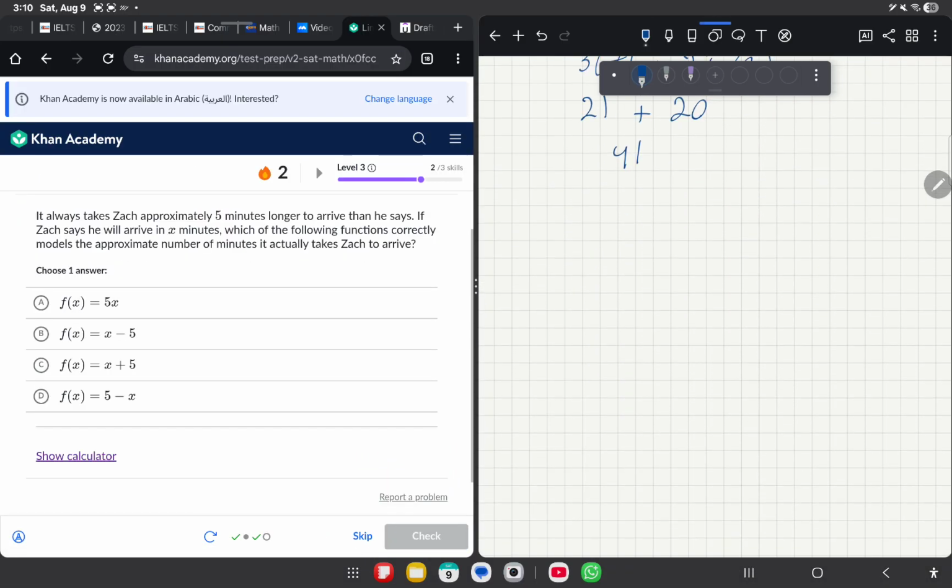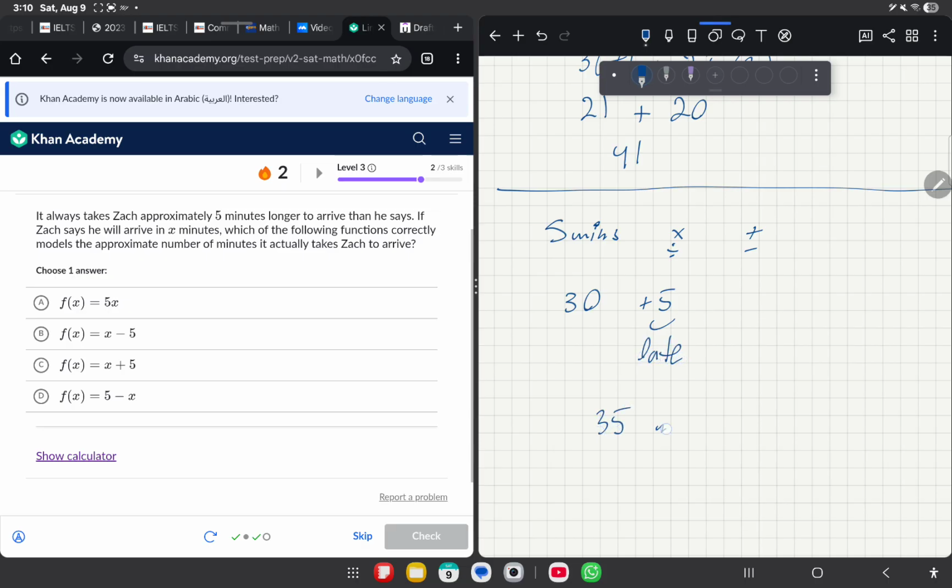Okay, next. It takes Zach approximately 5 minutes longer to arrive than he says. So is this going to be multiplication, division, or addition, subtraction? Let's say when Zach says he's going to arrive in 30 minutes, he's going to arrive in 30 minutes plus 5. So this is him being late.